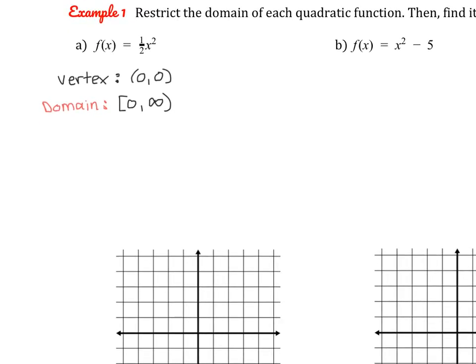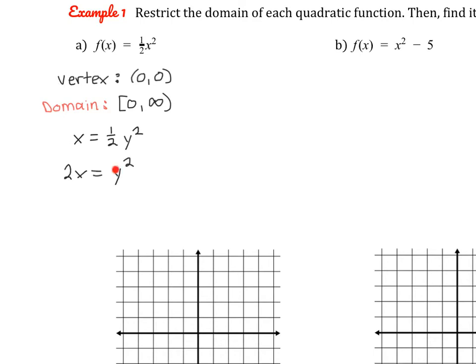Once you have that domain restriction listed, you can just find the inverse just like we did in the warm-up. So we swap x and y. We say x equals 1/2 y squared, and now we need to solve for y. So we can multiply both sides by 2.